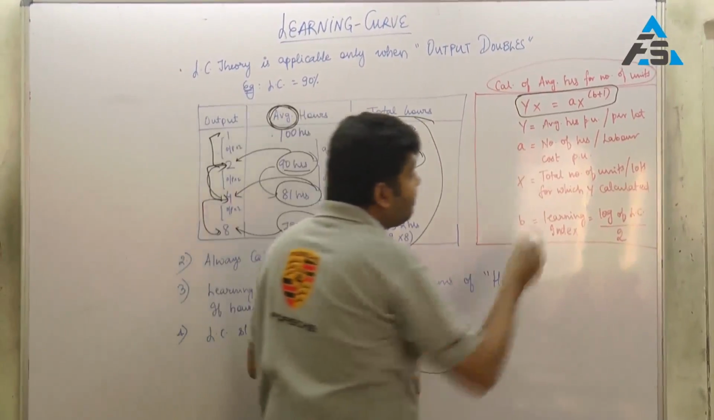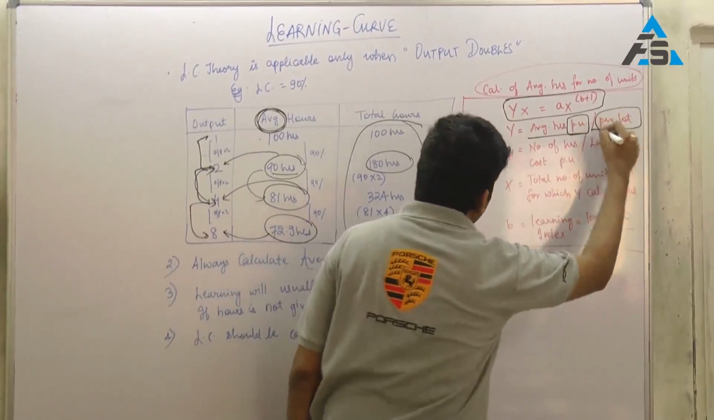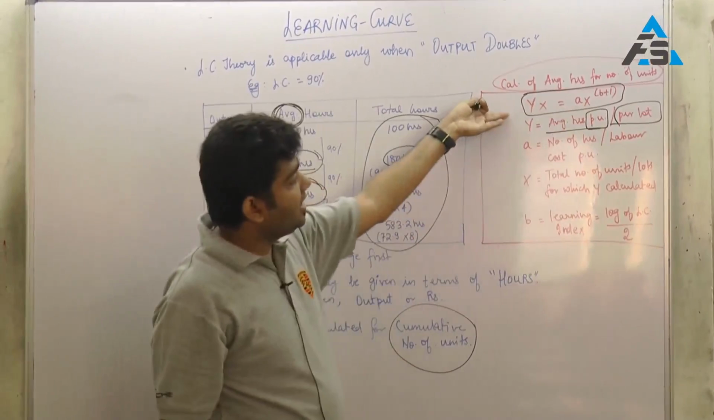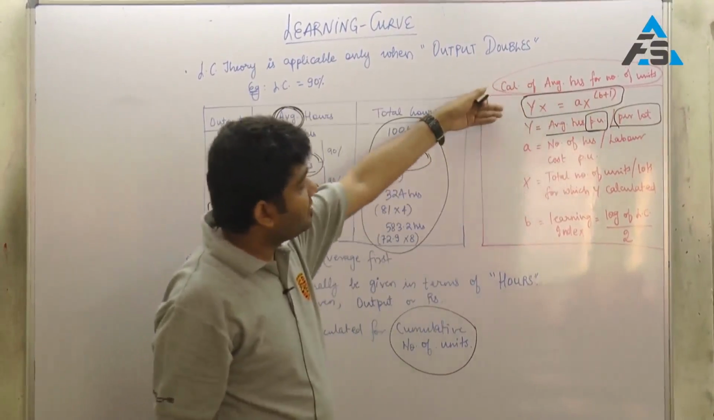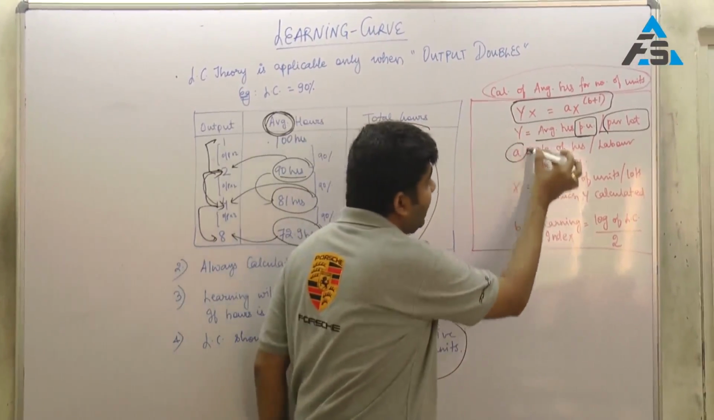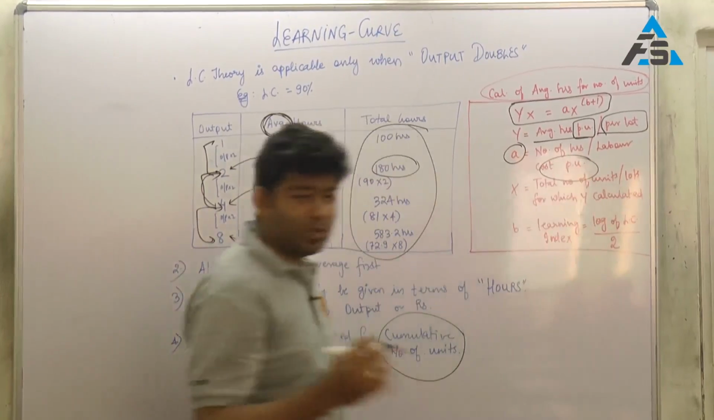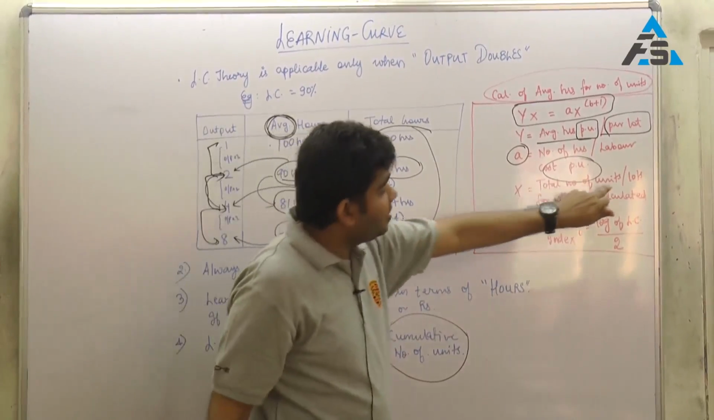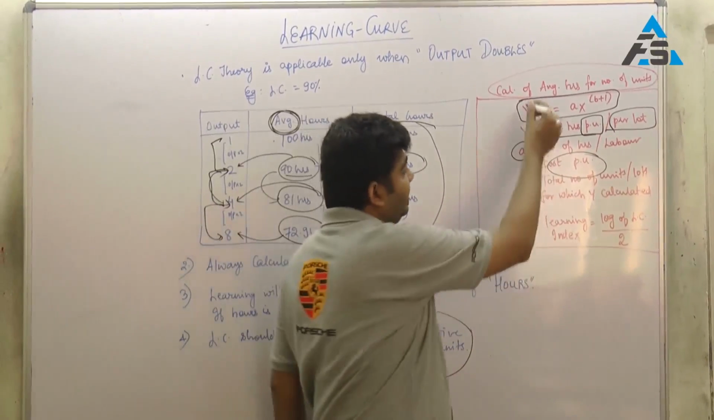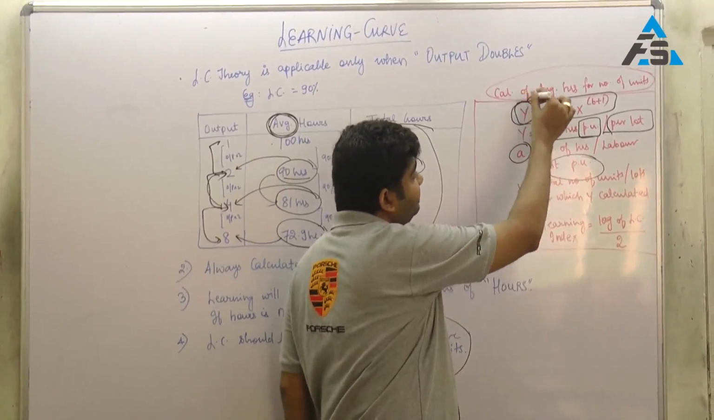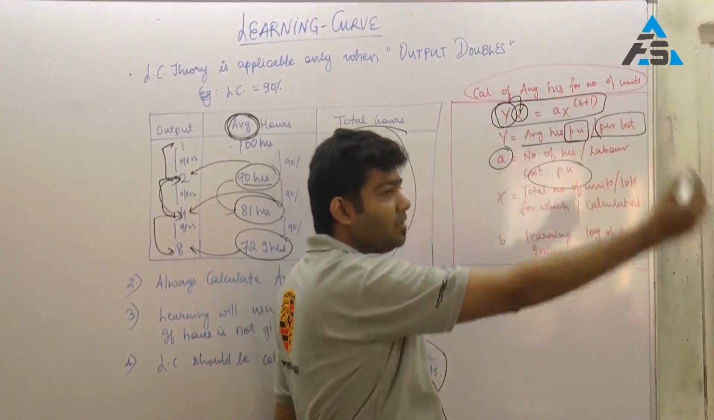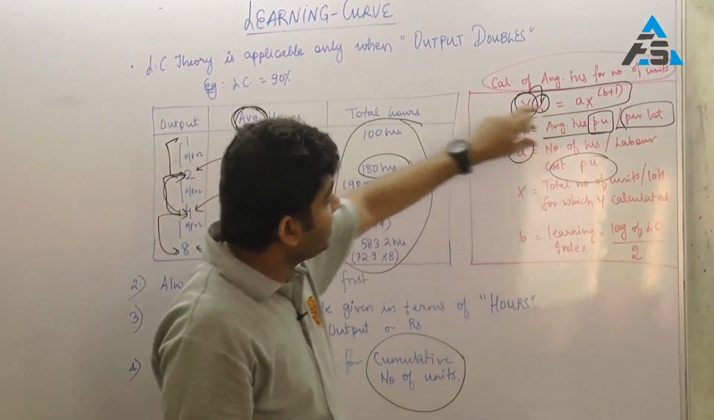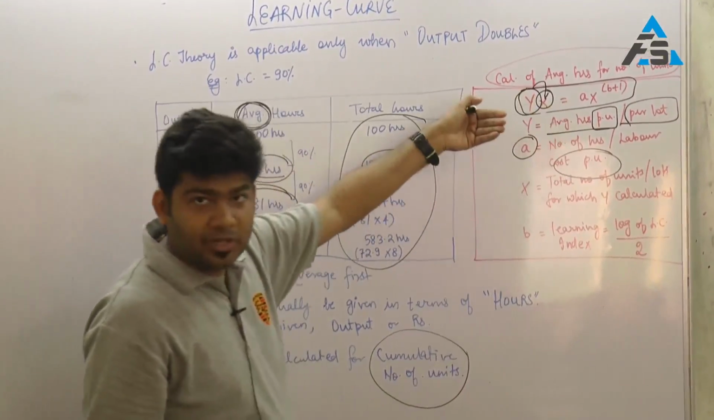What is Y? Average hours per unit or per lot, depends on the question. If units are given, we calculate accordingly. If lots are given, we calculate accordingly. A is the number of hours or cost per unit, usually the number of hours for the first unit. X is the total number of units for which Y is to be calculated. So this Y is the average hours for how many units? 20, 30, 40? For how many lots? 5, 10, 15 is my X. So Y is average hours per unit or lot.